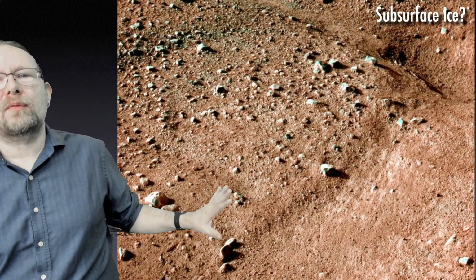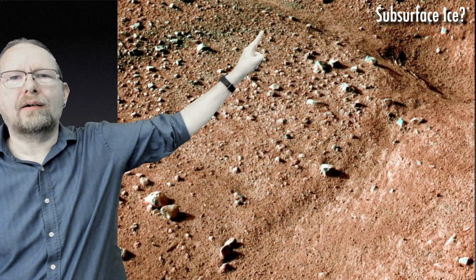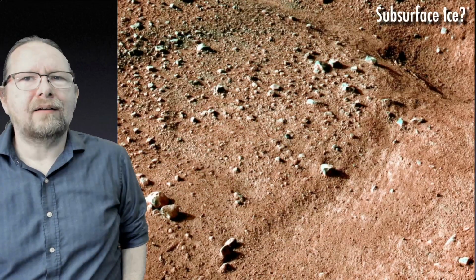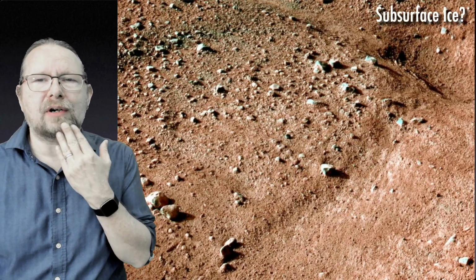Here's another example of a piece of evidence. This might not look like anything but rocks to you, but if you look very closely, there's this perfect square. Okay, I'll highlight it for you. There's this perfect square in the rock. What would make a perfect square in the rock like that?